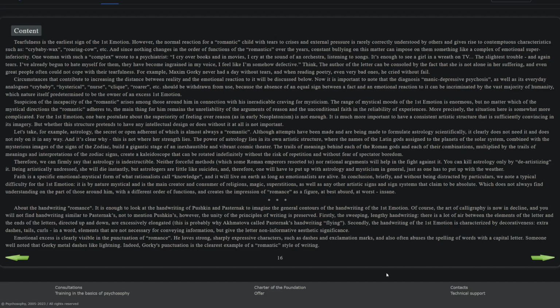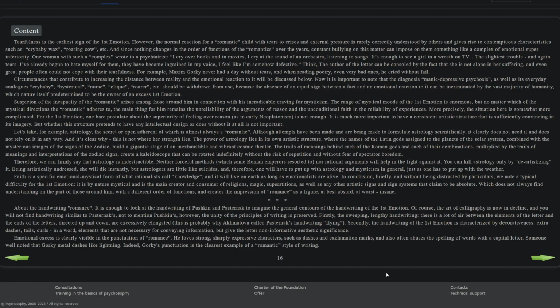Which nature itself predetermined to be the owner of an excess first emotion. Okay. Suspicion of the incapacity of the romantic arises among those around him in connection with his ineradicable craving for mysticism. The range of mystical moods of the first emotion is enormous, but no matter which of the mystical directions the romantic adheres to, the main thing for him remains the unreliability of the arguments of reason and the unconditional faith in the reliability of experiences.